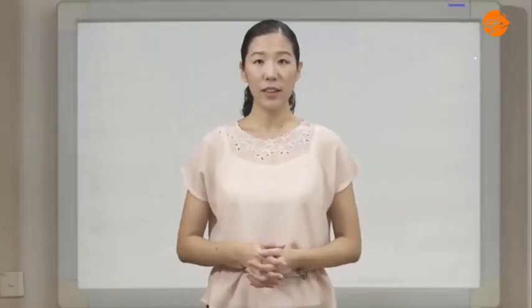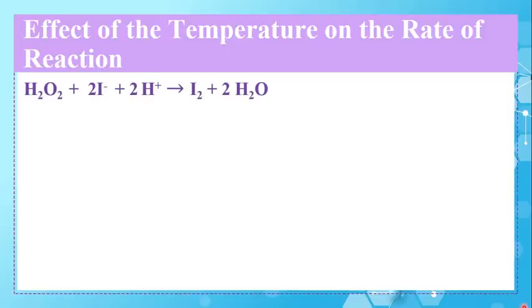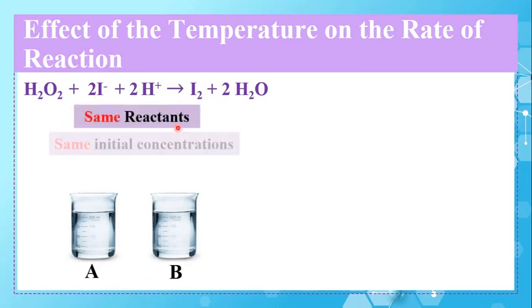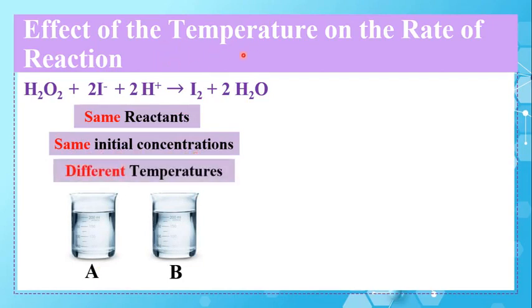In conclusion, an increase in temperature increases the rate of a reaction. Let's go back to the oxidation reaction of iodide ions in acidic medium. To study the effect of the temperature on the rate of reaction, consider 2 mixtures A and B. These 2 mixtures have same reactants and same initial concentrations. They only differ by their temperatures. Remember that if I want to study the effect of one factor, I have to keep others constant. The temperature in mixture A is 20 degrees, while in mixture B is 60 degrees.